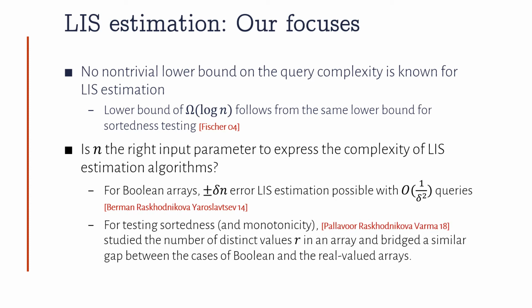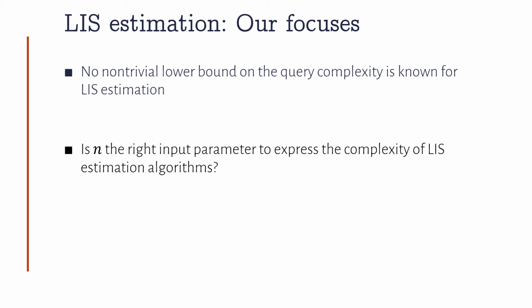Additionally, for testing sortedness, Ben-Eliezer et al. studied parametrizing the complexity in terms of the number of distinct values in the array instead of the array length and bridged a similar gap between Boolean and real valued cases. These are the two questions that we consider in our work.